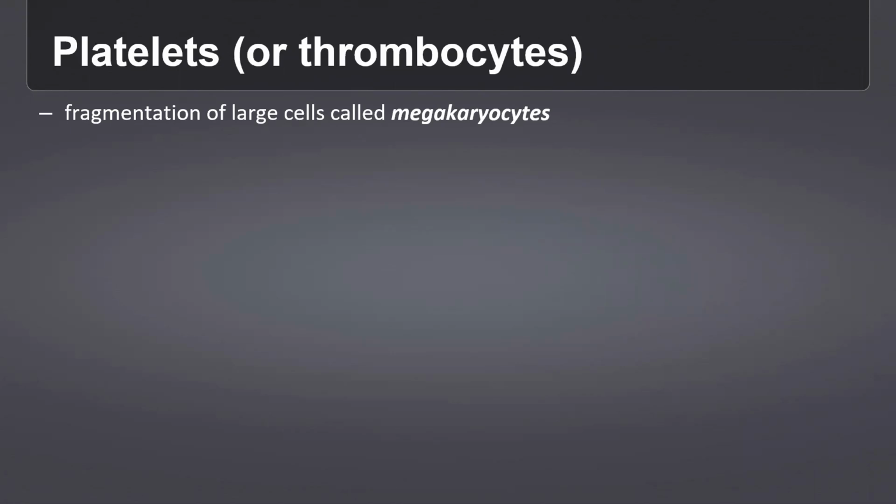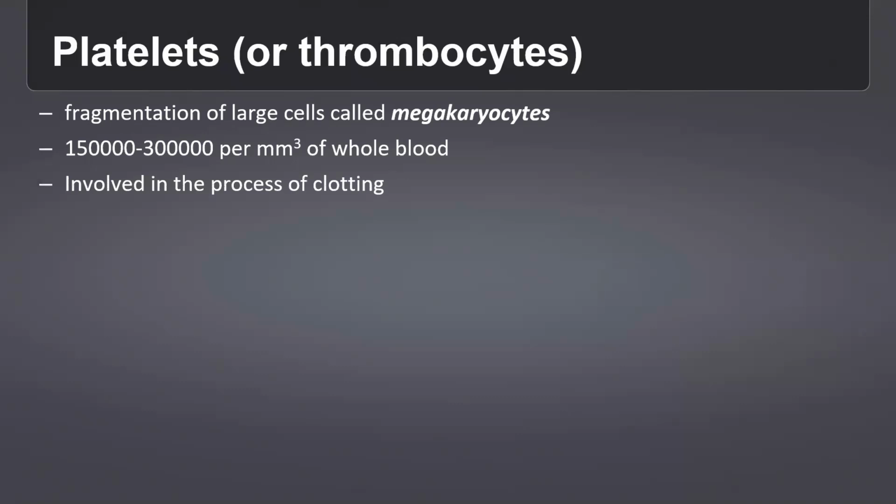In terms of number, they are much more numerous than white blood cells, but much less numerous than red blood cells. So they're right in the middle there, 150,000 to 300,000. And essentially what platelets are good for is to help with clotting your blood in case you have a cut.